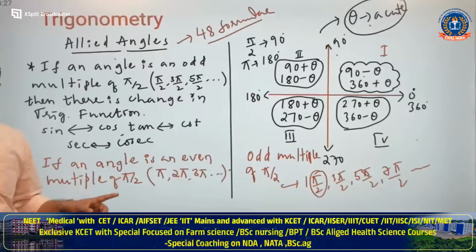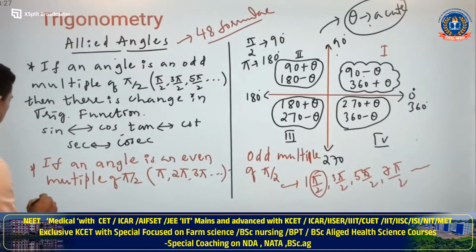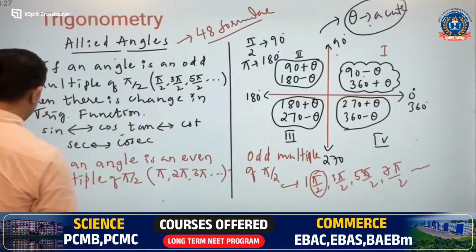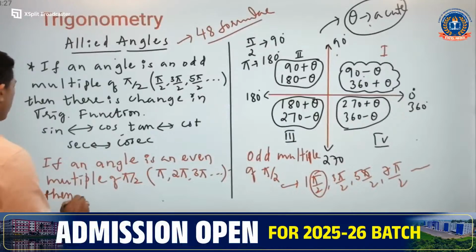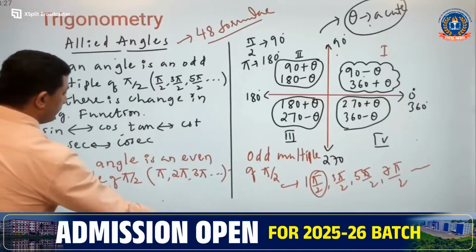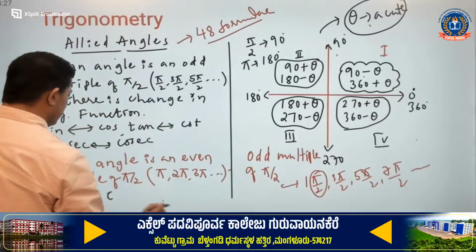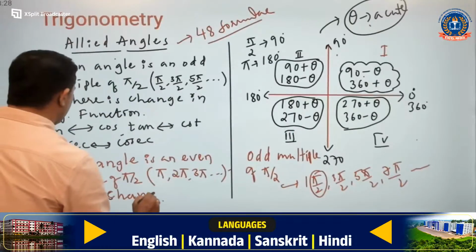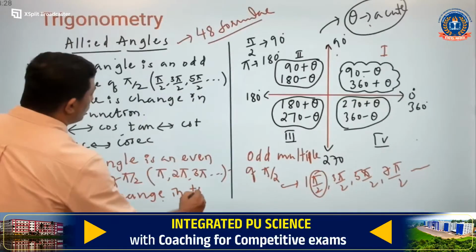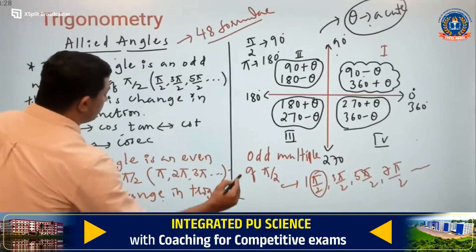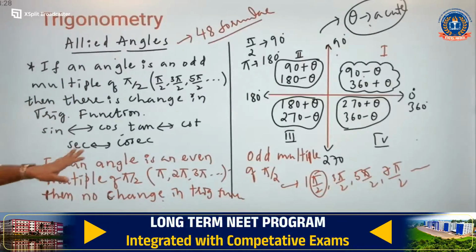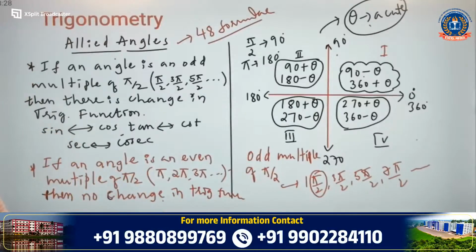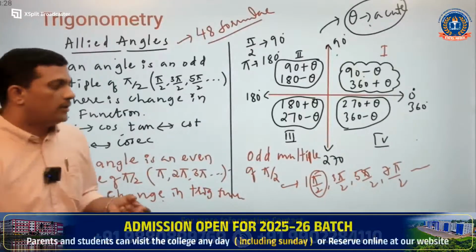If an angle is an even multiple of pi by 2, then there is no change in the trigonometric function. Try to understand: if an angle is an even multiple of pi by 2, then there is no change in the trigonometric function. So that is what the allied angles are.